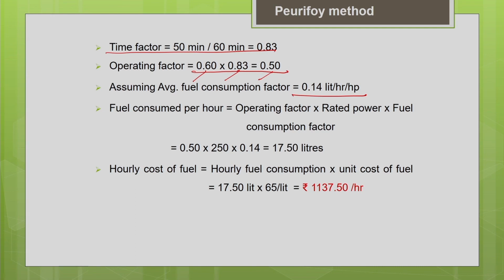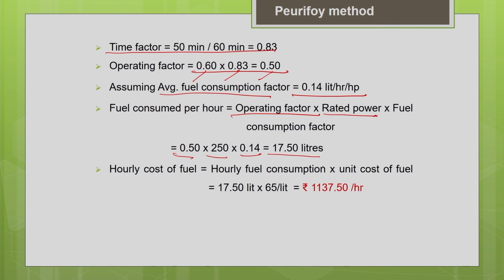Now, you adjust your fuel consumption factor, that is 0.14 liters per hour per horsepower, with the operating factor and the horsepower of the engine. So, we are going to adjust it according to your machine and according to the project working condition. The operating factor is 0.5, the horsepower of the machine is 250, and the fuel consumption factor from the literature is 0.14. So, the final fuel consumption per hour is 17.5 liters.